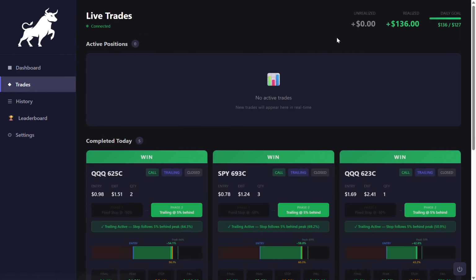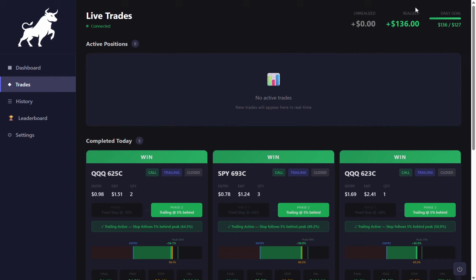Okay, let's go to trades. So this is where you're going to be looking at your daily trades. So as trades come in, they're going to be up here. You're going to have your live trades where you can watch what it's doing, going up, going down, and it's pretty fun actually to watch.